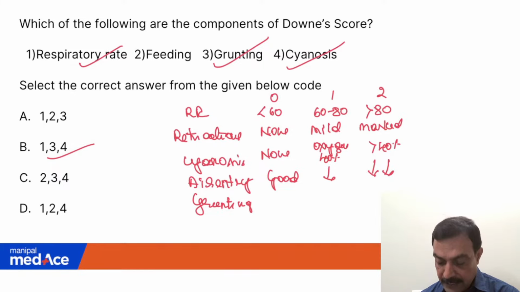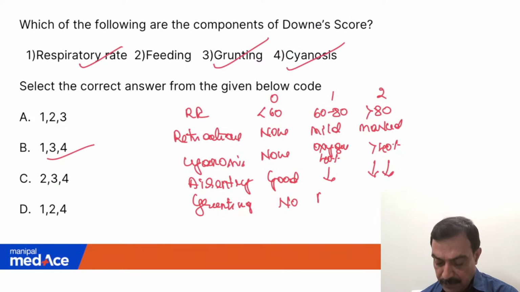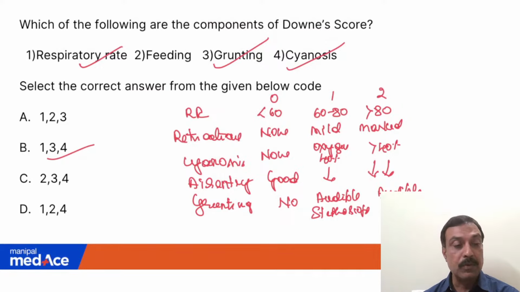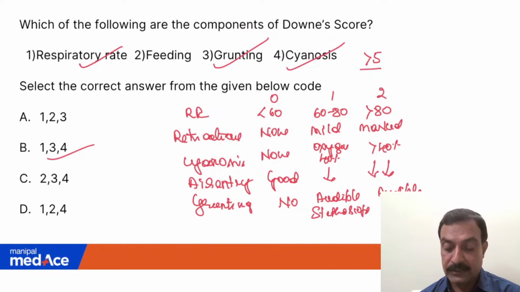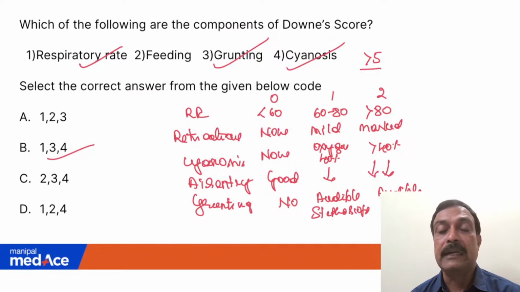Grunting: no grunting is 0, whereas grunting audible with a stethoscope scores 1, and grunting audible without the stethoscope scores 2. So the total score is 10 here. And remember that any total score of more than 5 indicates a chance of respiratory failure, and such children require ventilation.